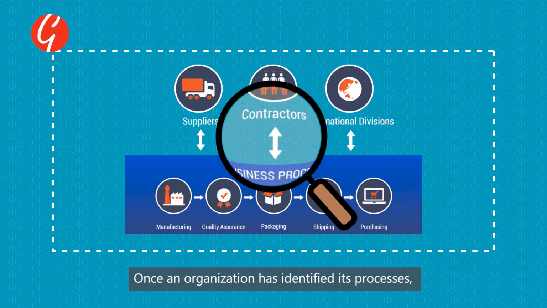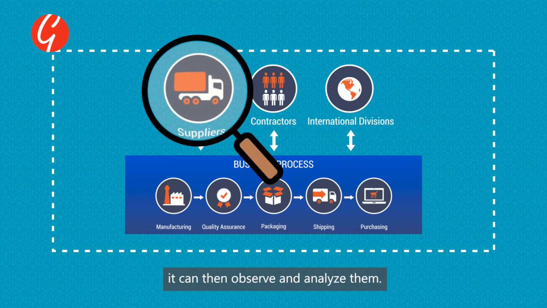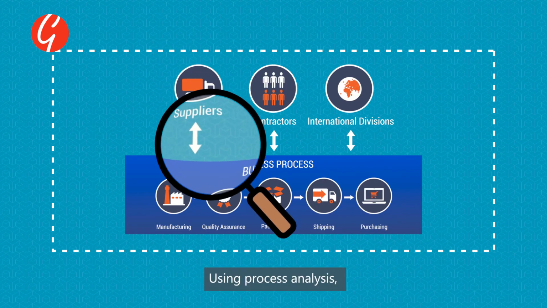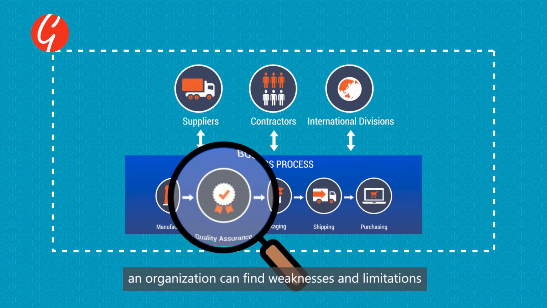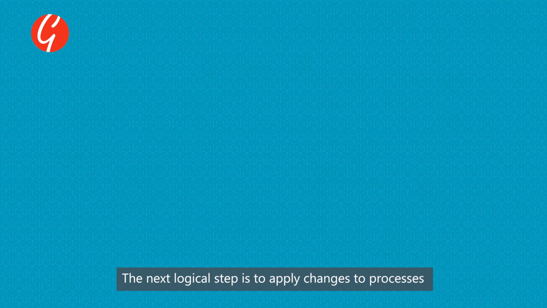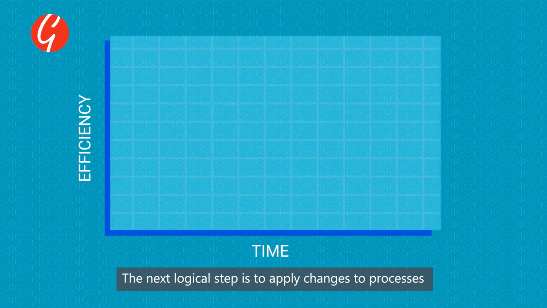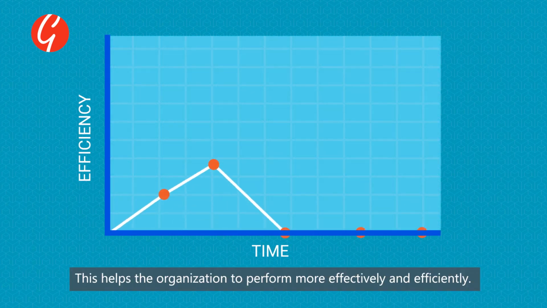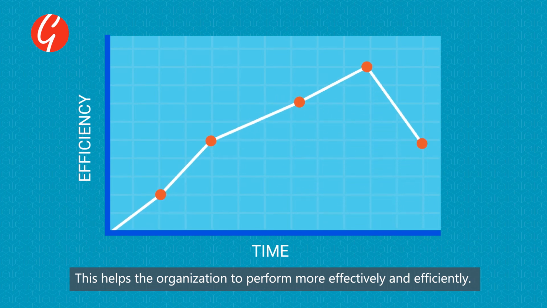Once an organisation has identified its processes, it can then observe and analyse them. With process analysis, an organisation can find weaknesses and limitations in organisational processes. The next logical step is to apply changes to processes in order to improve and enhance them. This helps the organisation to perform more effectively and efficiently.